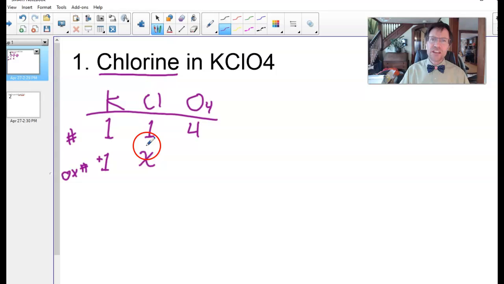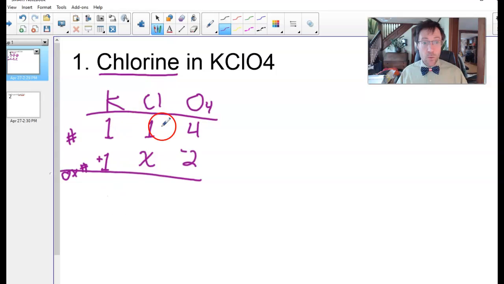So we're finding chlorine. We don't know what it is, so we give it an X. Now, oxygen, you guys remember the rules. Oxygen is always going to be a -2. And now we multiply up and down. It works like this. We have 1 potassium. Each potassium has an oxidation number of +1. How much in all?